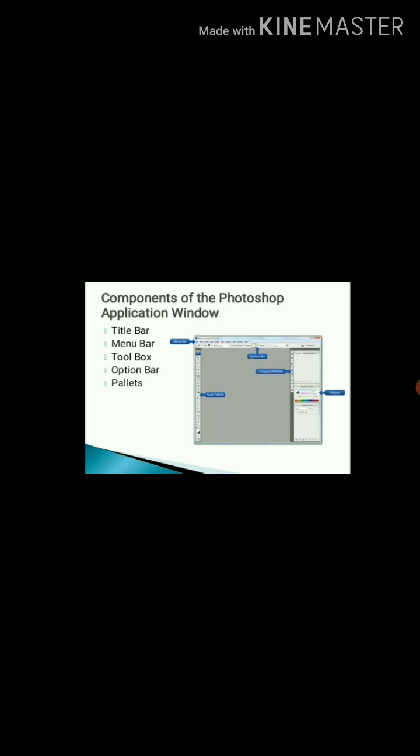After the menu bar, just below the menu bar there is an option bar. Option bar is used when you are working with the different tools in Photoshop, then it shows the sub option of a particular tool. Means you can give the opacity of the tool, brush pressure of the tool and so many other things.